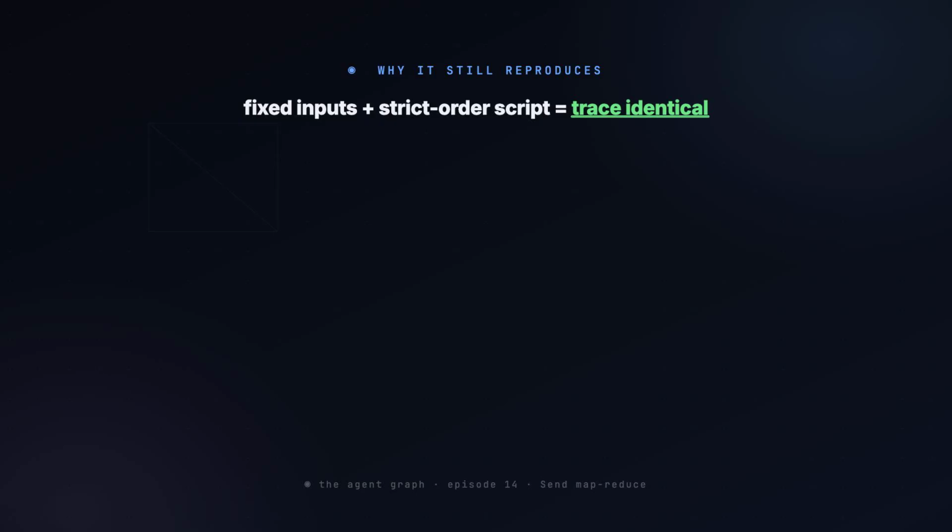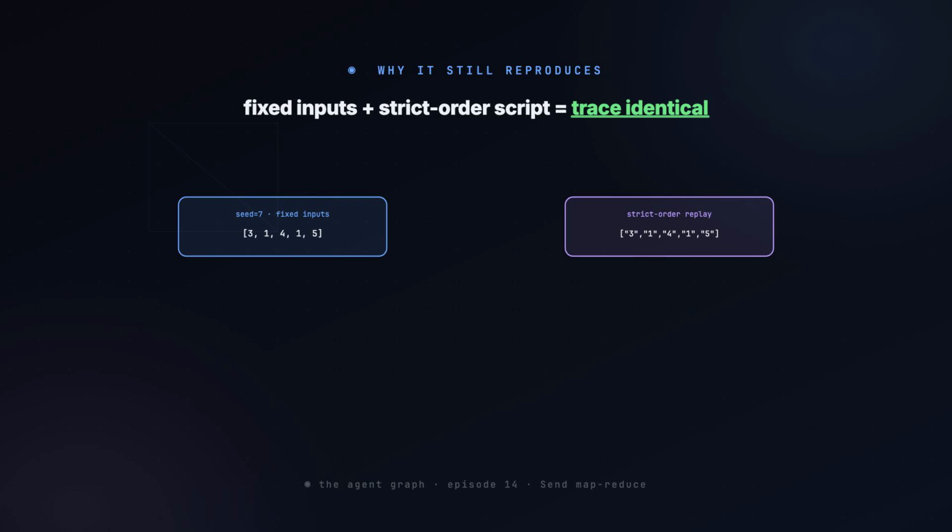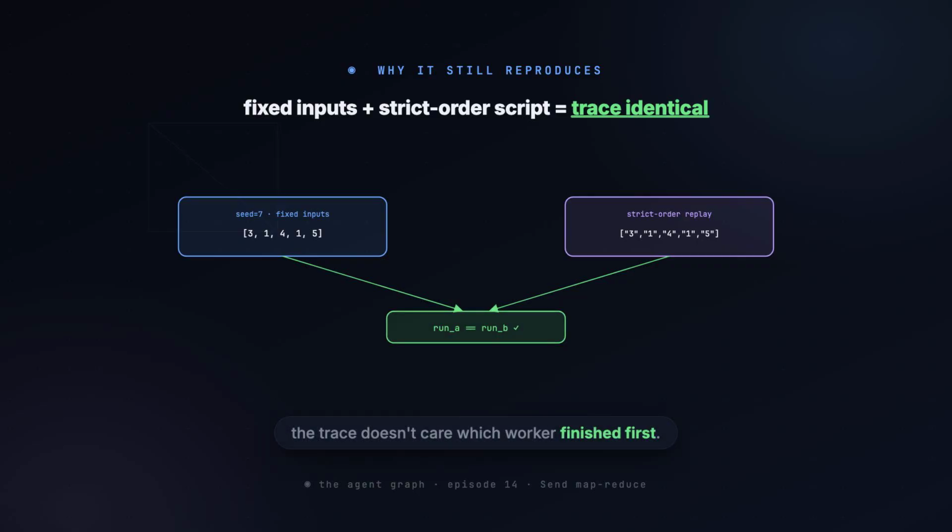And here's why it still reproduces. Concurrency usually breaks determinism. Thread order, timing, races. But the payloads are a fixed seeded list, and every model turn is replayed in strict order from the script. The graph topology is fixed, so the trace doesn't care which worker finished first. Run it twice, get the same trace to the digit.